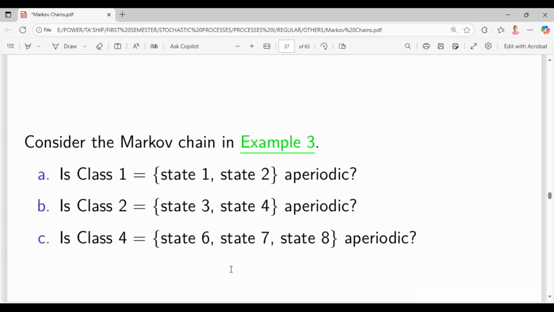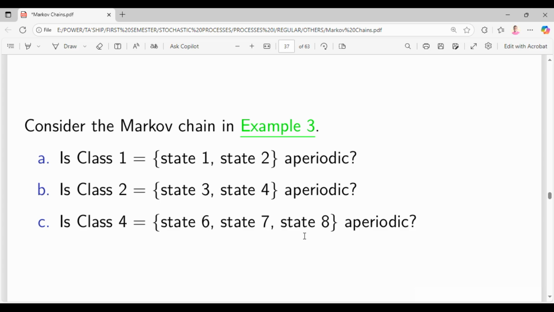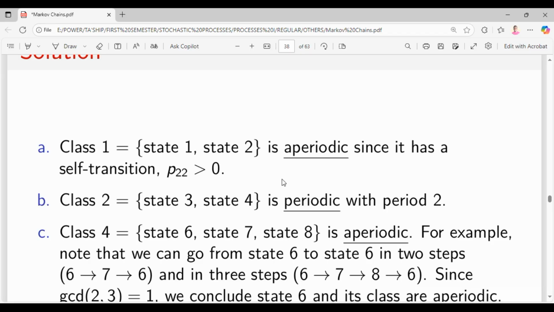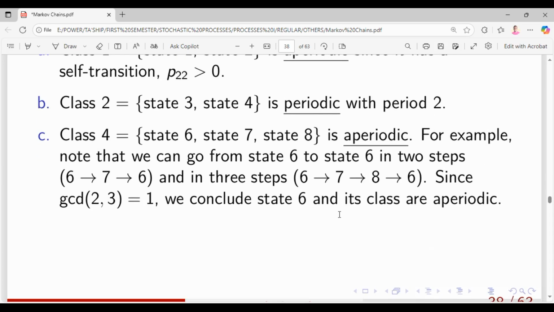Let's look at an example from the classes that we had in the other video. Class 1 contains state 1 and state 2, if you watched that video well. They are both aperiodic, so the whole class is aperiodic. The same goes for class 2, and the same for class 3, which I think has only state 5 in it. It's aperiodic since it has a self transition. And class 4 has a period of 2.